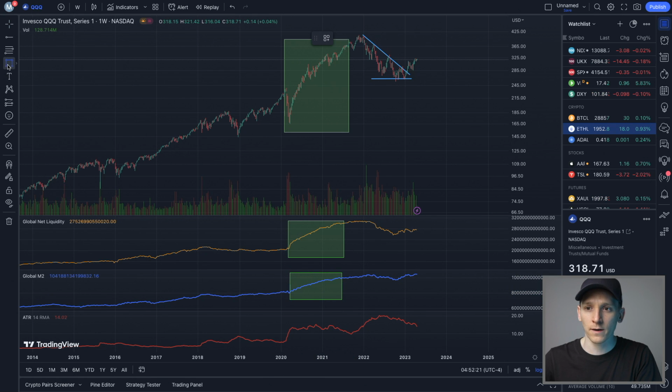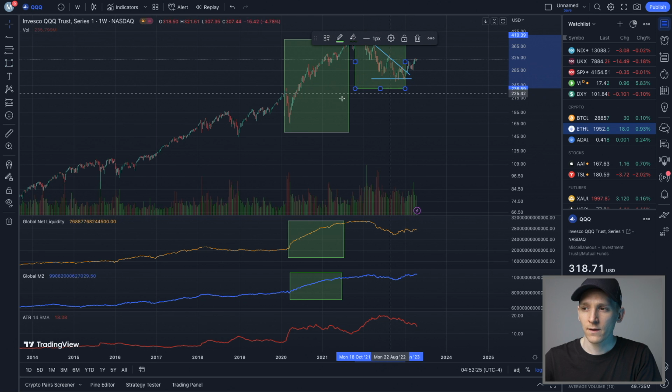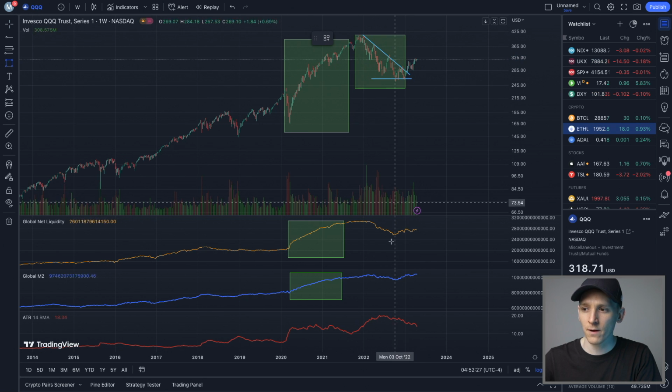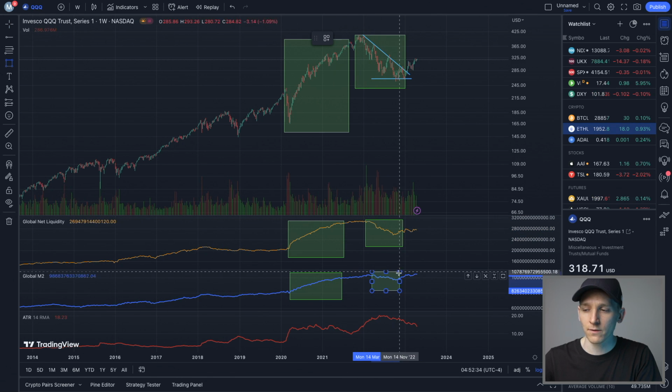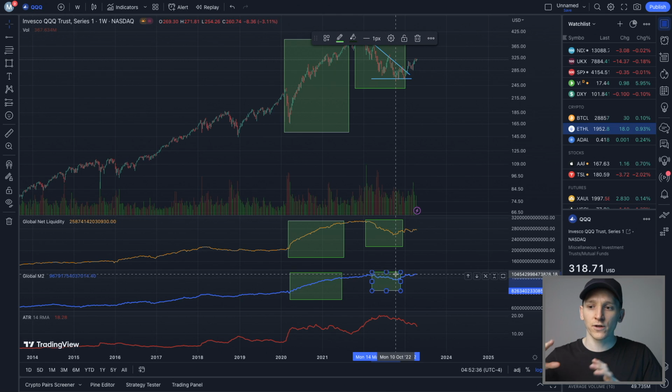How about the bear market though? If we can change this rectangle to show a bear market right here, this is a bear market where prices have come down. That coincides with a huge drop in the global net liquidity and a drop in the global money supply. These are the huge macro factors affecting the supply and demand and the prices traded for risk assets in the fiat currencies that they're valued in.